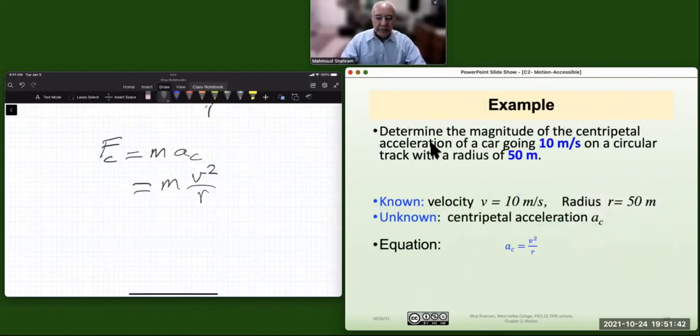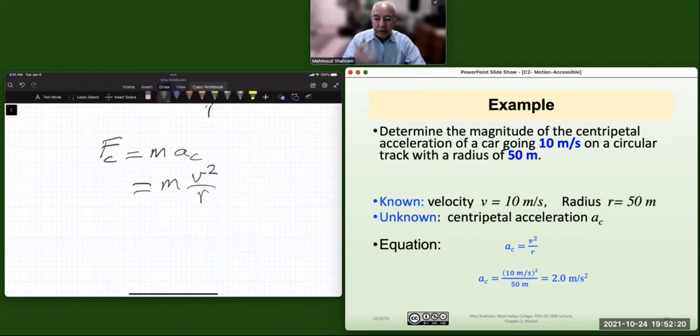Let's do this example. So we want to find out the magnitude of centripetal acceleration of a car that is going 10 meters per second on the radius of 50 meters. So what are the known values? The velocity of the car, 10 meters per second, the radius, 50 meters, and then use the equation we just learned. Centripetal acceleration is v squared over r. Just plug those numbers in, 10 meters per second squared divided by 50 meters, that gives you 2.0 meters per second squared. Now, these examples that I do here, these questions that I pose here are important.